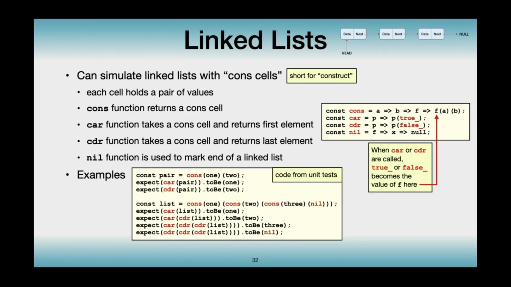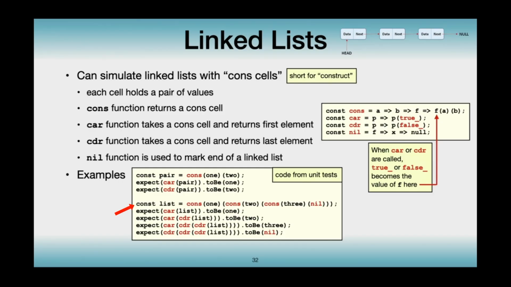And then this is some unit test code from my JavaScript, and I'll say, I expect that if I get the car of that pair, it should be 1. Remember here, this is not the number 1, it's a function that represents 1. And if I ask for the cdr, I should get 2. But this is not a linked list. That's what we started talking about. So the second example is my linked list.